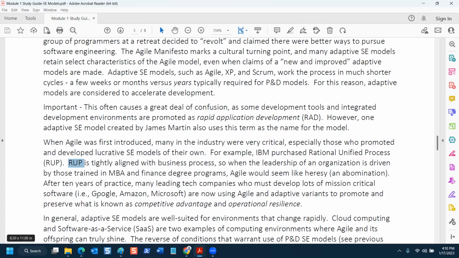And the simple truth is, if you're going to do RUP, it is agile, but it's based on a titan of the planning and document world, IBM. And when the adaptive agile models started taking over everything, IBM was like, what do we do? I know, we'll develop our own and we'll market it. And yeah, we'll still be in charge of everybody's development. It is tightly aligned with business process.